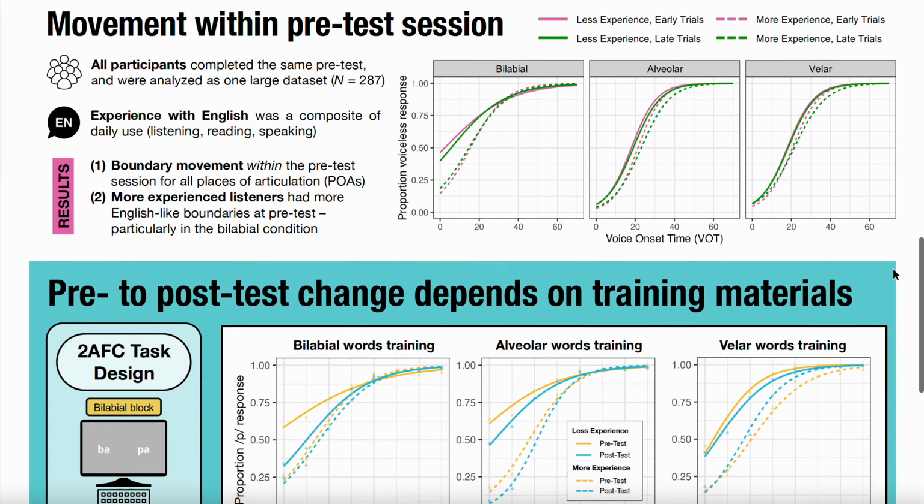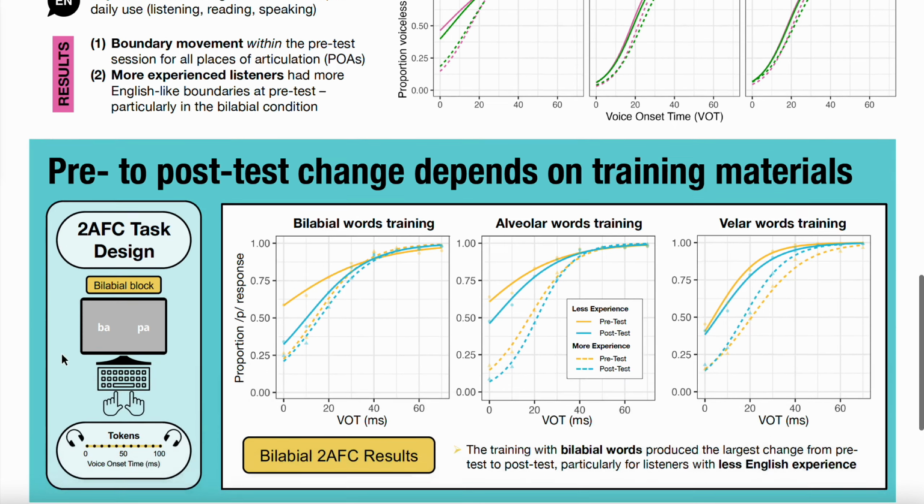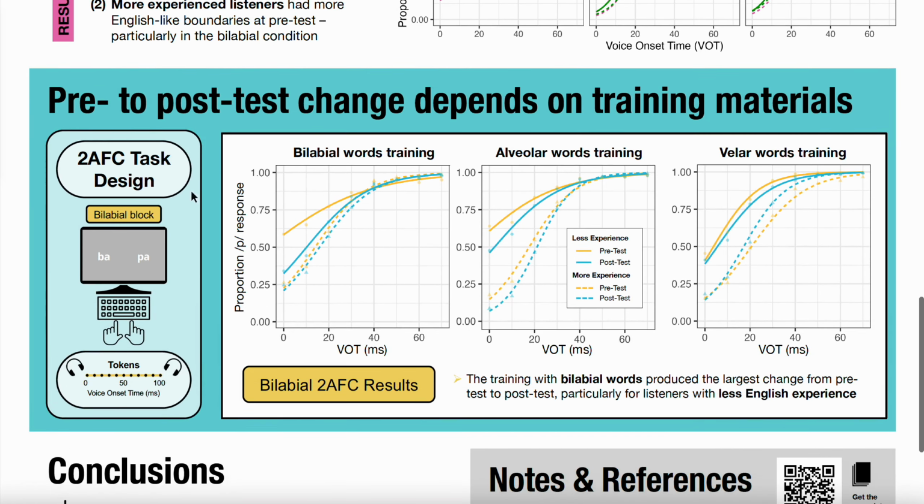There are two main findings in this study. There is a pre to post-test design where participants are doing a 2 AFC task where they have to sort tokens from a 0 to 100 continua into the categories. So ba versus pa, da versus ta, ga versus ka, for example.